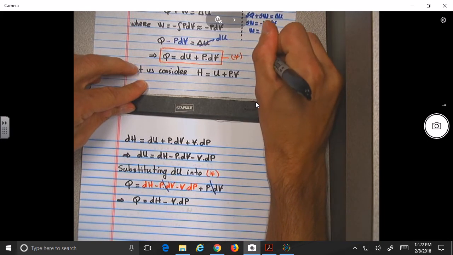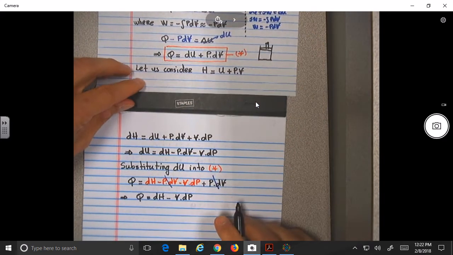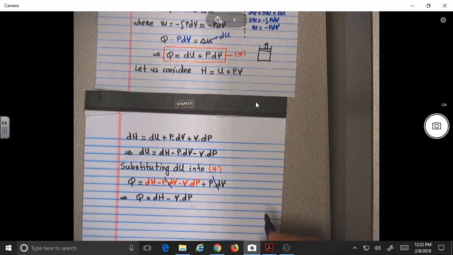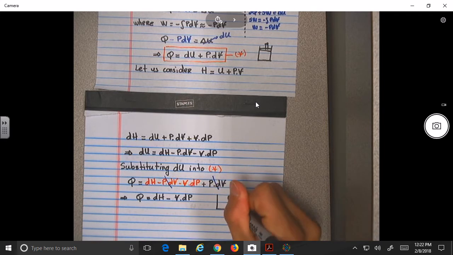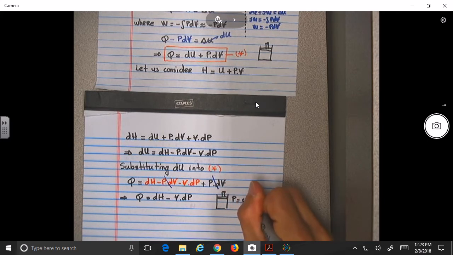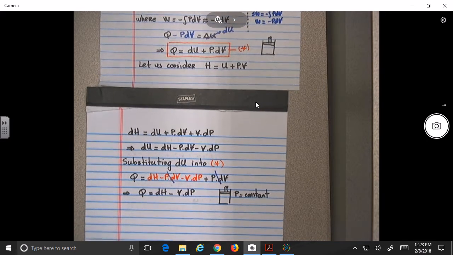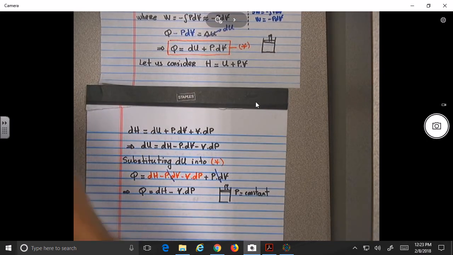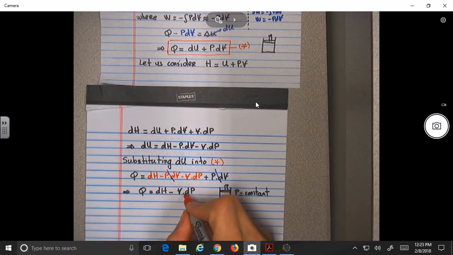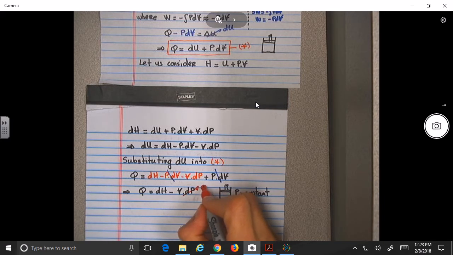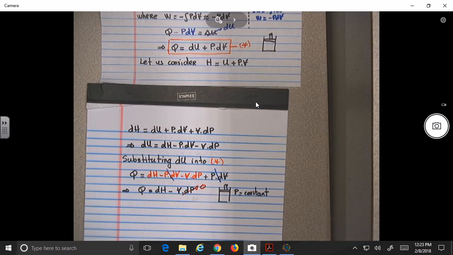But we said this time, consider that you're working with a piston cylinder, no? Yeah? Okay. So what happened in the piston cylinder assembly? In this one, pressure is constant, correct? So if the pressure is constant, what will be dP? 0, no? There's no change in pressure.